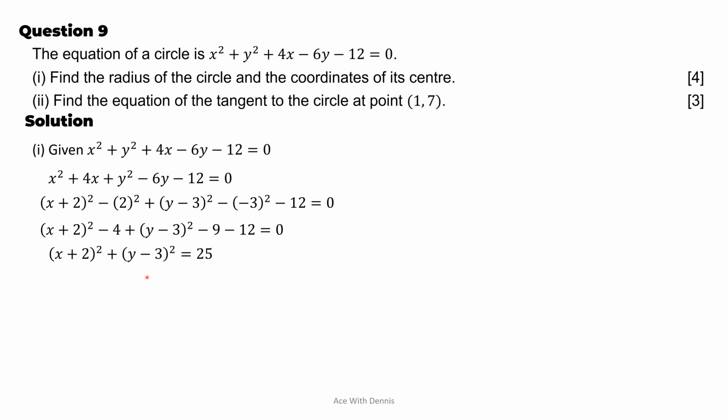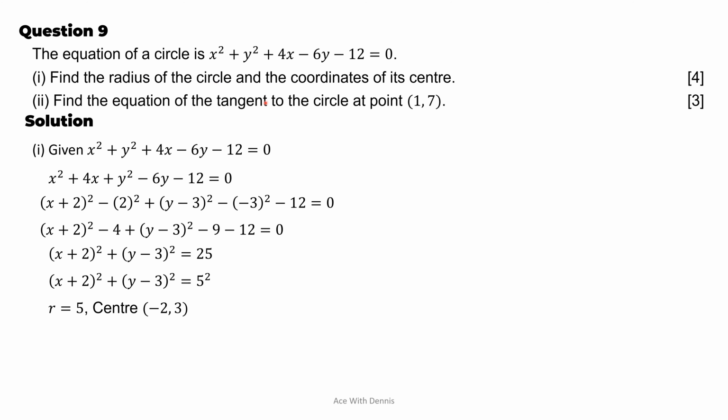Simplify further, we get x plus 2 squared plus y minus 3 squared equals 25. So we move all the constant terms to the right hand side. And this is the standard equation of a circle, x plus 2 squared plus y minus 3 squared equals 5 squared. From this, 5 squared means the radius is 5. Plus 2 and minus 3 here means the coordinates of the center will be (negative 2, 3). So I've answered the first question.